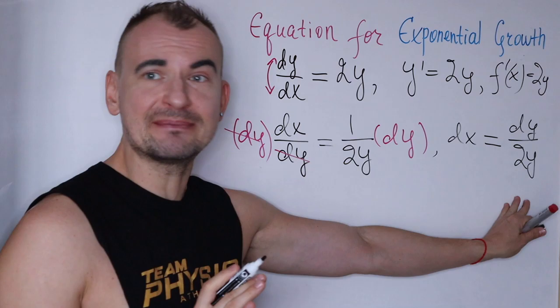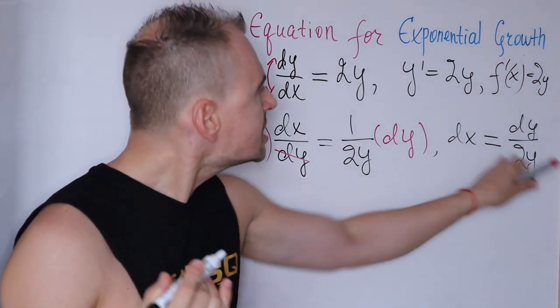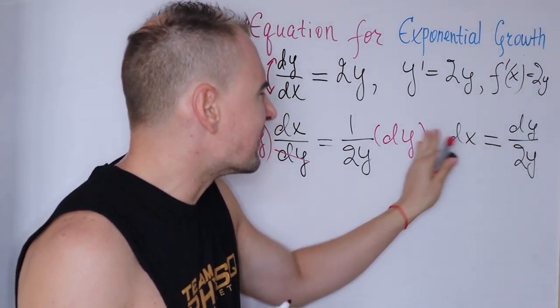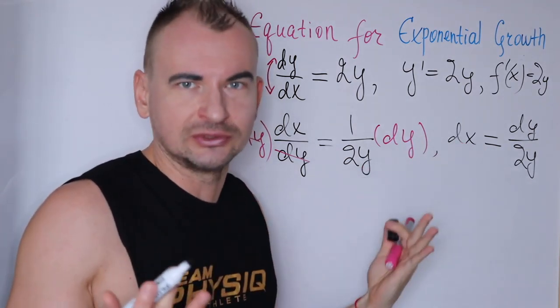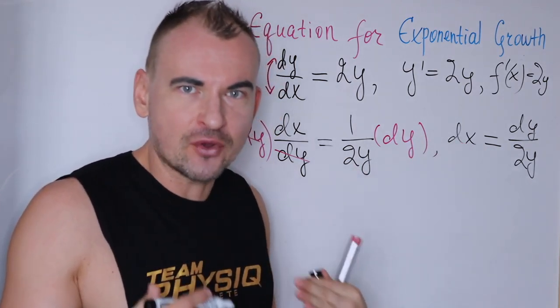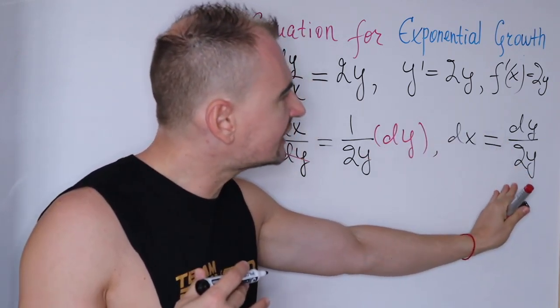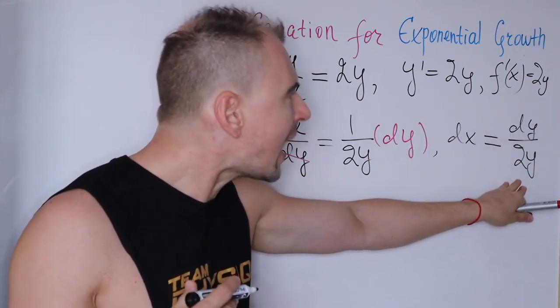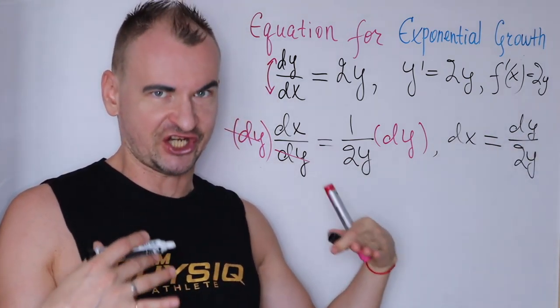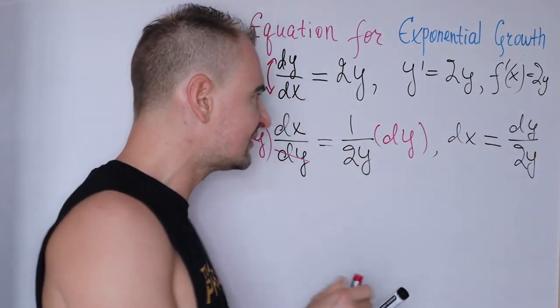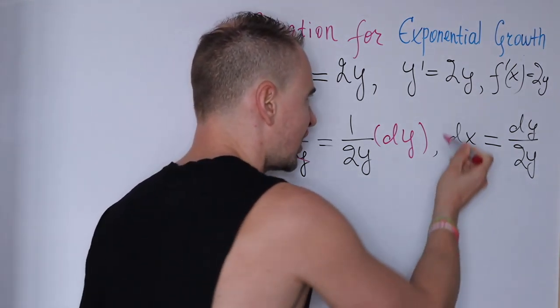Now we did separate the variables. As I mentioned before, on the left you don't have x terms, so it's good, we have less work to do. And on the right side, you are given a y term including dy. So at this point, we have to integrate. We're going to take the indefinite integral of both sides of your equation.